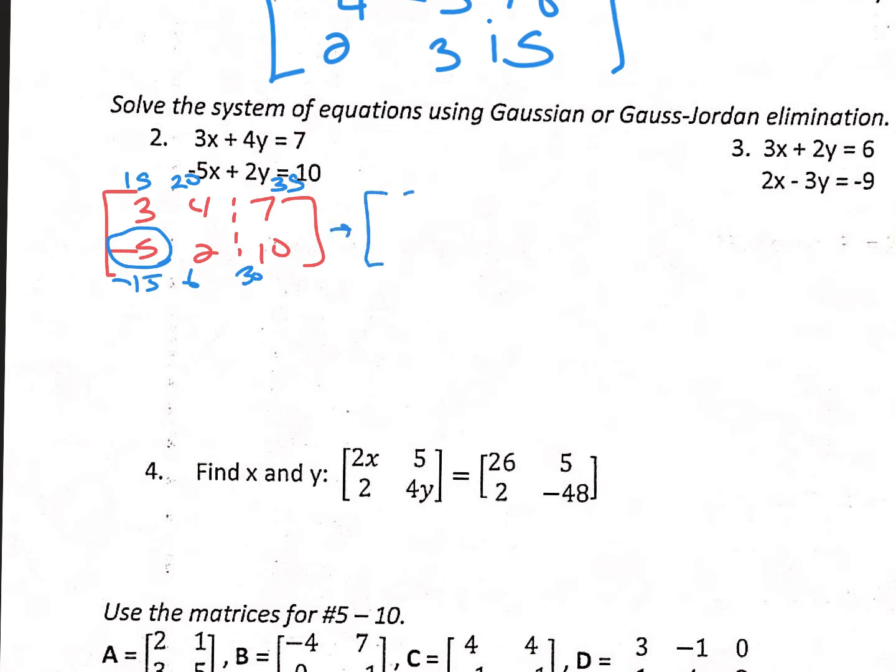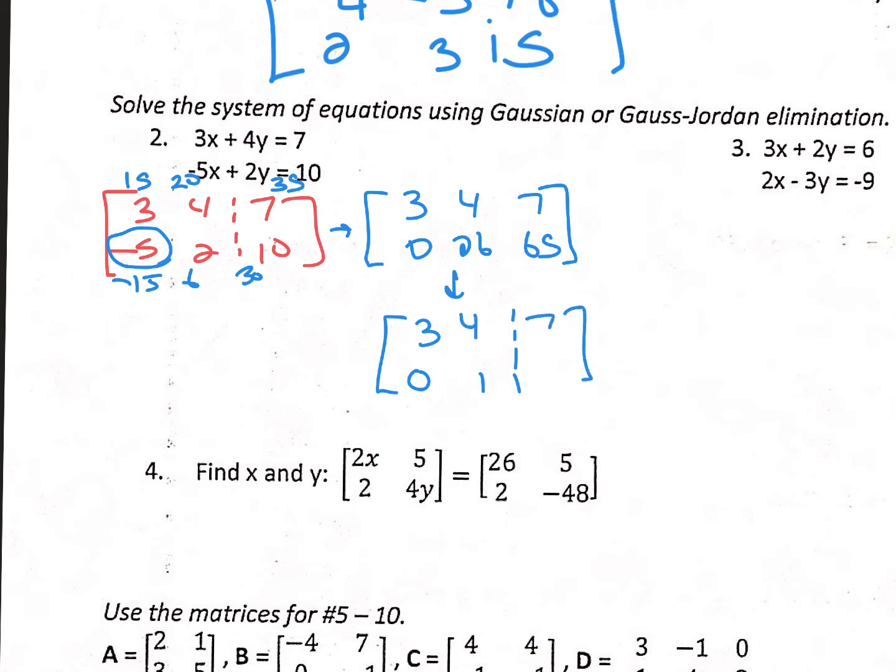My top row is going to stay the same, 3, 4, and 7. But my bottom row, I'm going to add the blue numbers, top and bottom, to get a 0 right there, which is what I wanted. I'm going to get a 26 here. I'm getting a 65 there, so it's not turning out really great so far. Now, I need a 1 where the 26 is, so I'm going to divide the whole bottom row by 26. When I do that, I get 5 halves. So the bottom row is done.